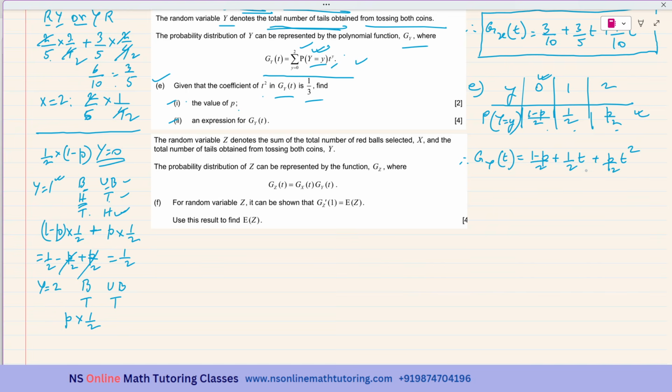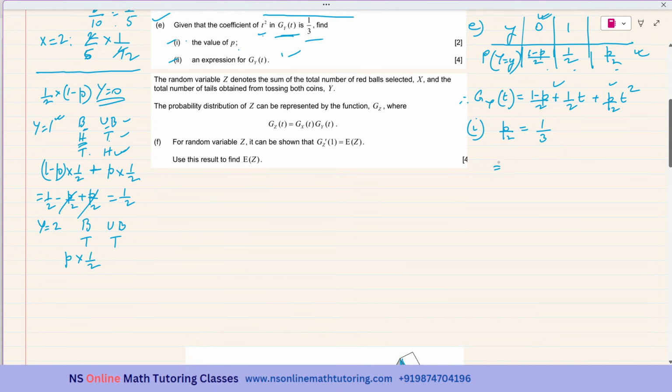Now we come to part i. Given that the coefficient of t square in this is 1 over 3, find the value of p. So the coefficient of t square is p over 2, which is equal to 1 over 3. This implies p is equal to 2 over 3. So the value of p is 2 over 3.